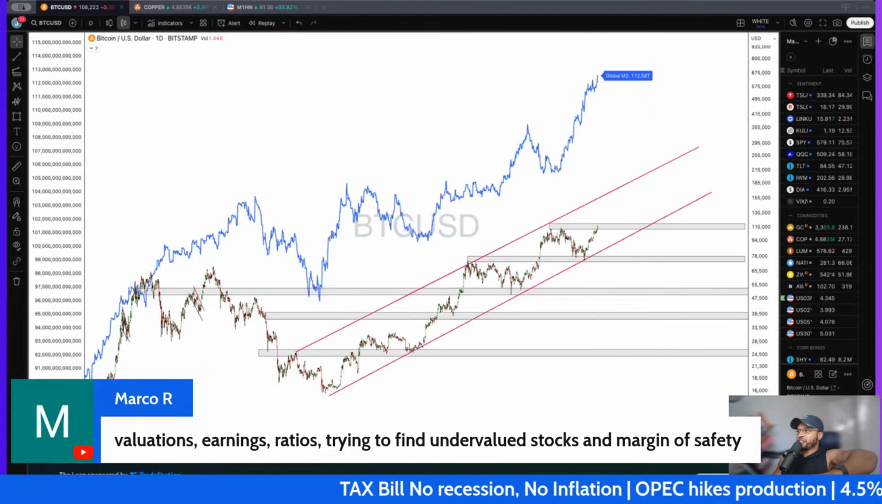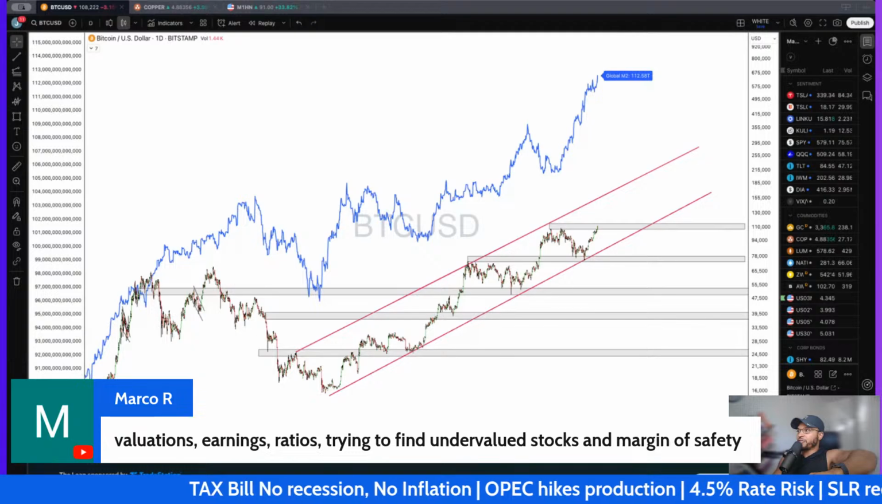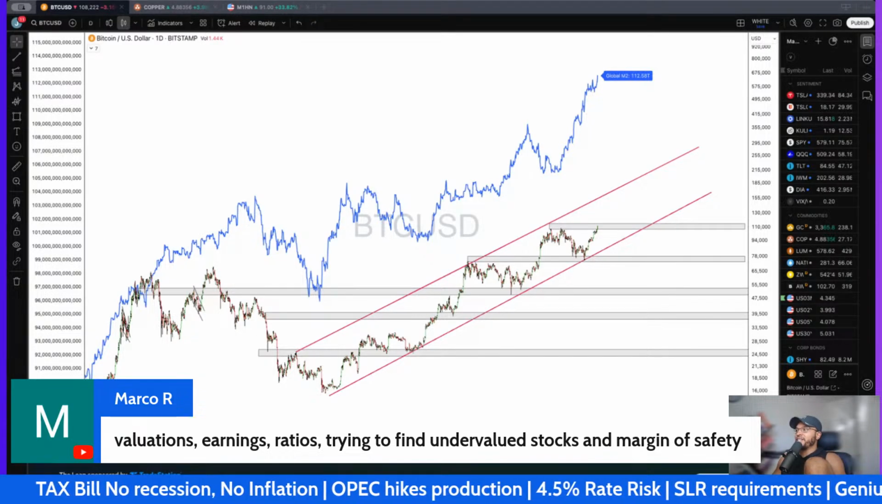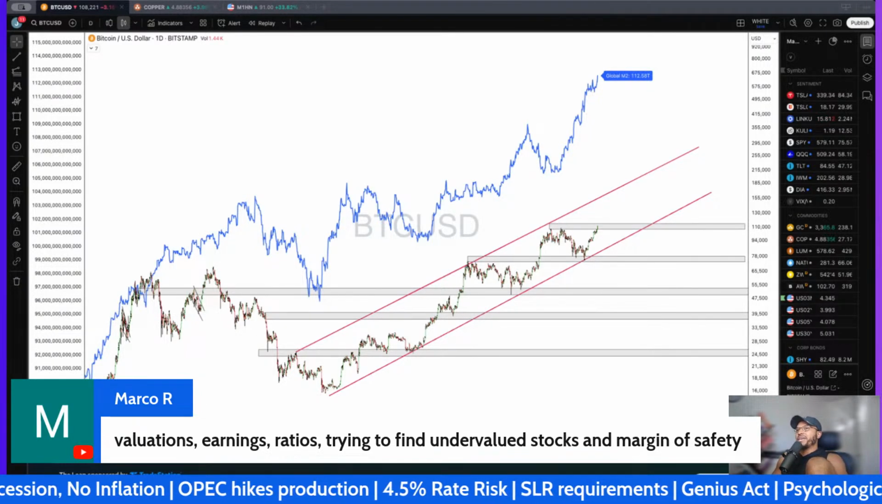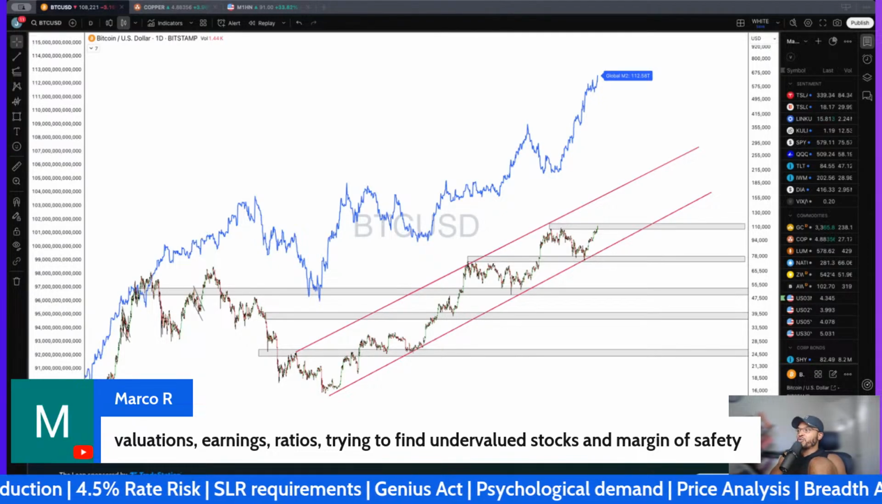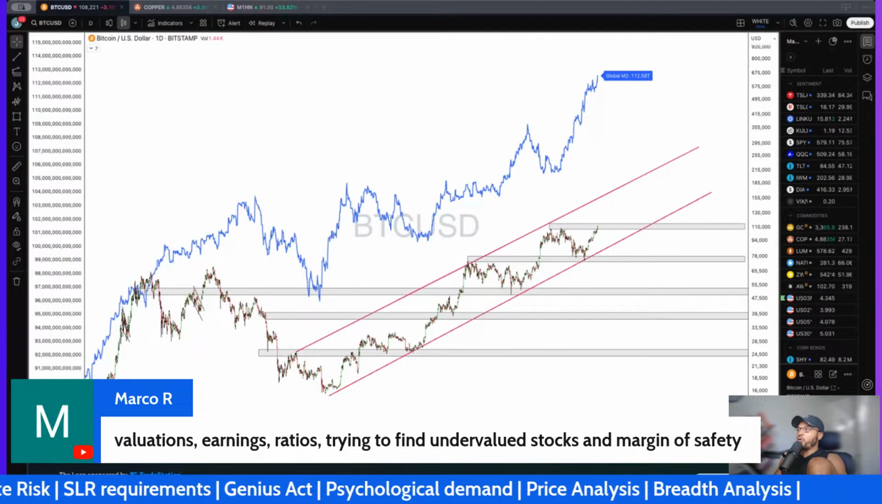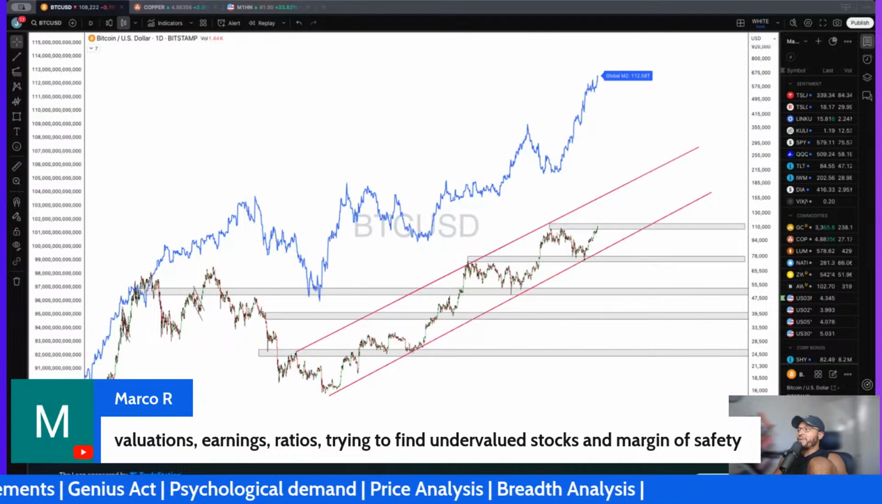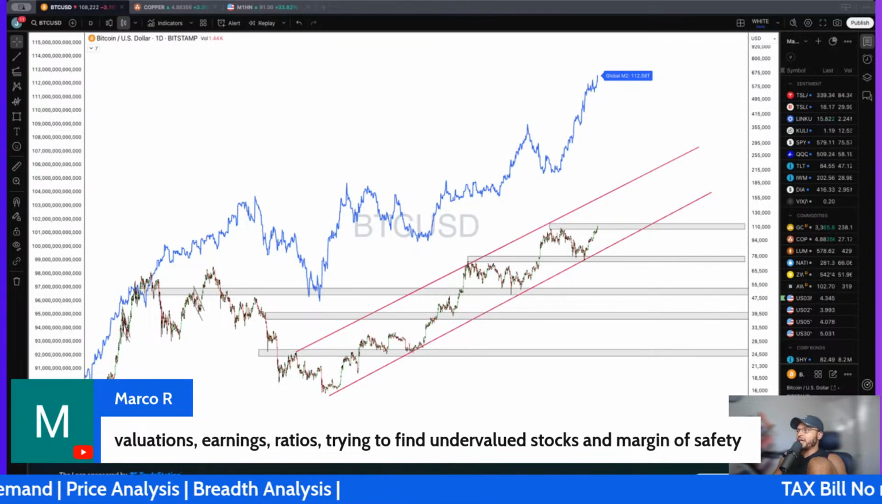Valuations, earnings ratios, trying to find undervalued stocks and a margin of safety? Yeah, no, I'm more of a growth investor. I'm not really a margin of safety guy. That's just where I'm at. It fits my personality more. Can it hurt me? Yes. Are valuations valuable? 100%.